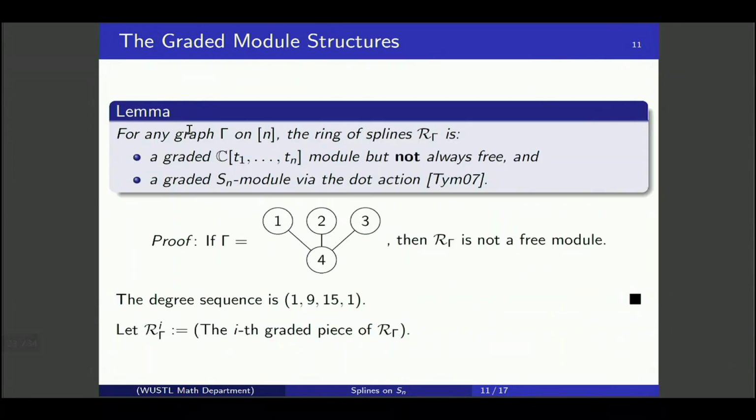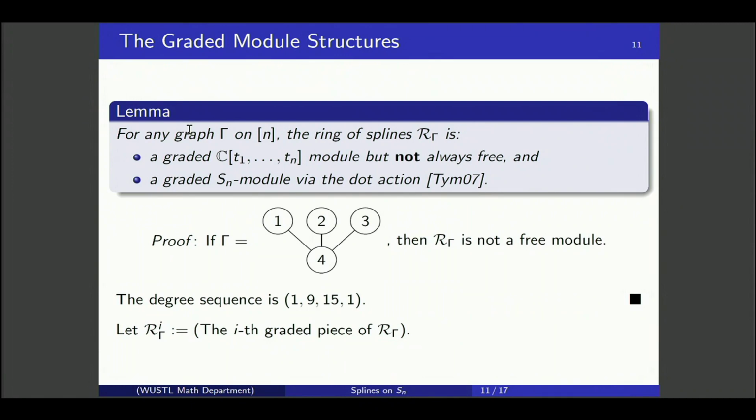Now, lemma, or fact, I suppose: for any graph gamma on 1 through n, the ring of splines is a graded module, which I've kind of, at the very least, hinted at thus far, but it's not always a free module. It is also a graded S_n module via the dot action, which I put in there because it's part of my motivation for it, but I won't get too heavy into the details with that. And I say proof, or at the very least, example of why it's not always free.